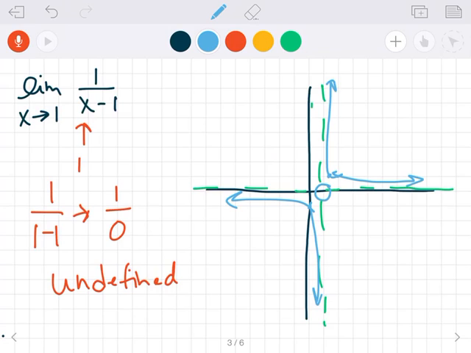And so if we're evaluating this limit by looking at the graph, when x equals 1, we see that there's an asymptote there. And if you're looking at it approaching from the positive side, it's heading toward infinity. Approaching from the negative side, it's heading toward negative infinity. Those are two different values. So therefore, the limit does not exist.